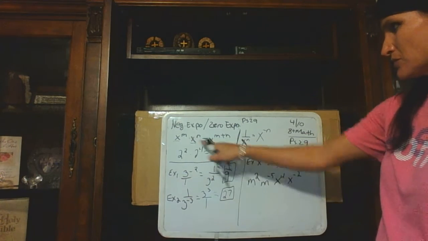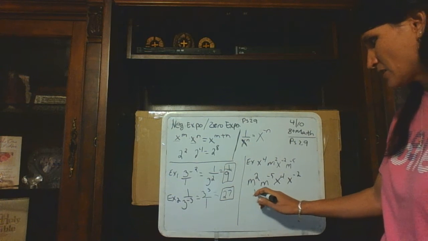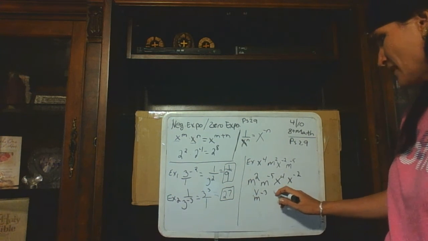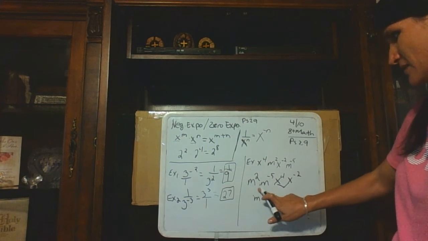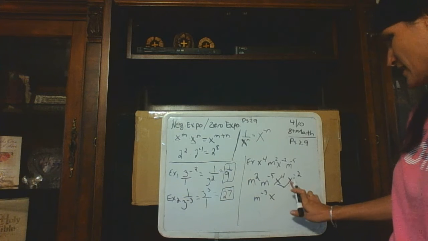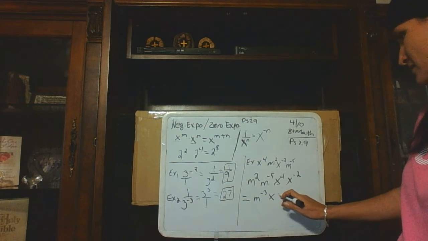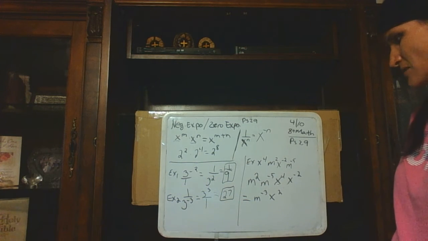Now I'm going to follow my rule. The bases are the same, so I'm going to say 2 minus 5 equals m to the negative third. And then over here I have x. I'm going to take that out because that kind of looks odd there. I'm going to say x to the second power. So I have m to the negative 3 x squared.